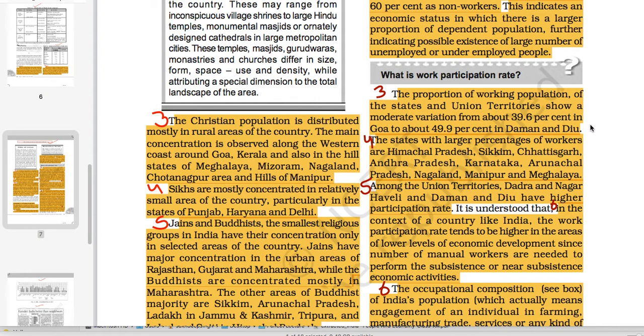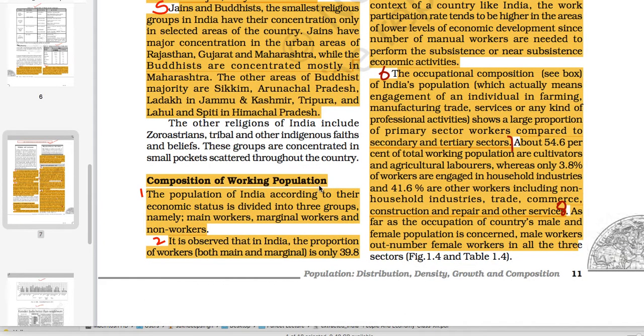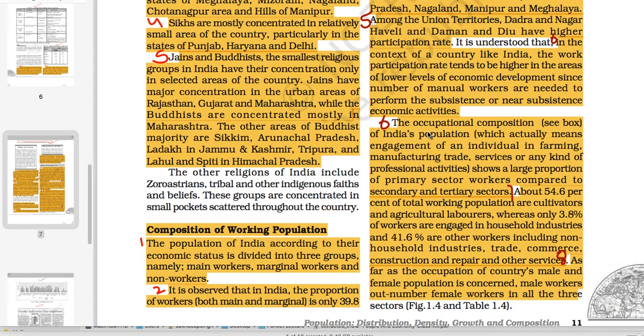Like in Goa, 39.6% of the population is working. On the other hand, in our union territory Daman and Diu, the working population percentage is 49.9%. So this one is also your 1 mark question. And this whole question, composition of working population, comes under 5 marks or maybe 3 marks.